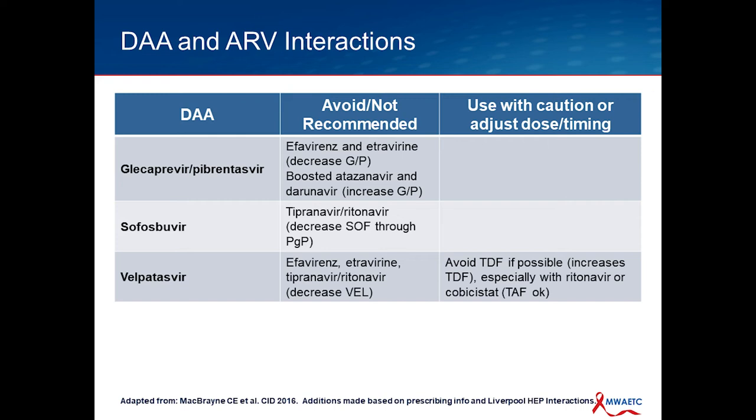And if we look at a summary of these interactions and identify some of the relevant ones with GP, what we see is that both efavirenz and etravirine, which are known inducers, accelerate some of these enzymes, speeding up metabolism, and they can drop the levels of GP.